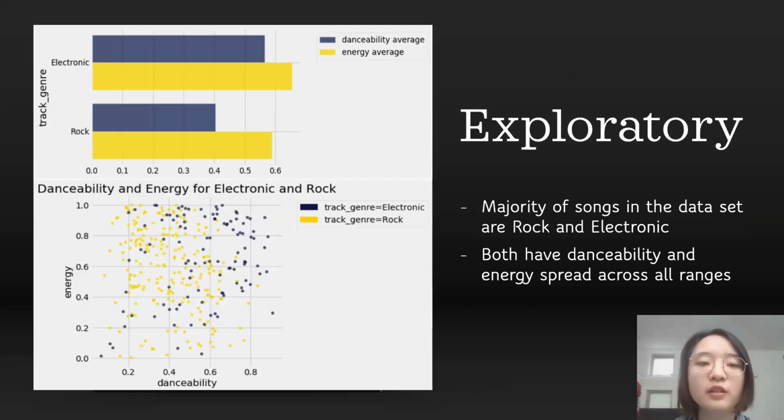During the exploratory data stage, we drew a bar graph of all genres for their danceability average and energy average. Another reason that we chose electronic and rock is because they are the top two on energy average. We also drew a scatter plot for danceability and energy for electronic and rock. From the scatter plot, we can see that both genres have danceability and energy across the axis, and it's difficult to tell in the middle part since the two genres have data mingled together.